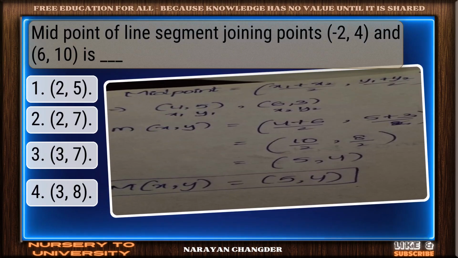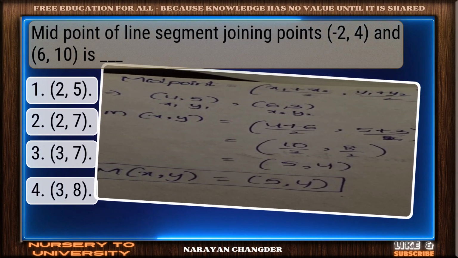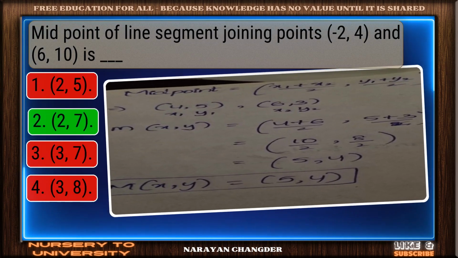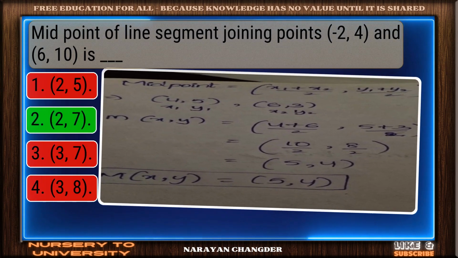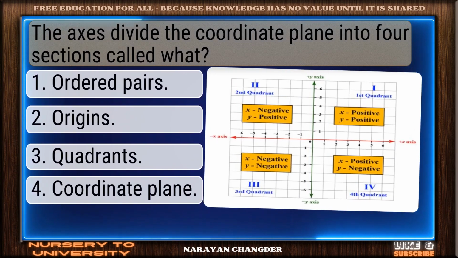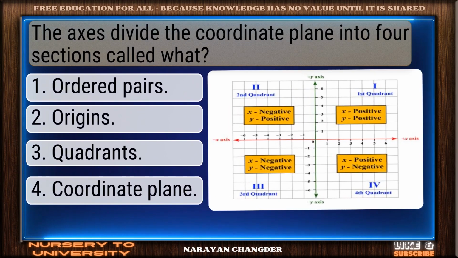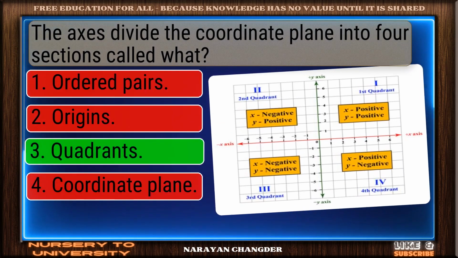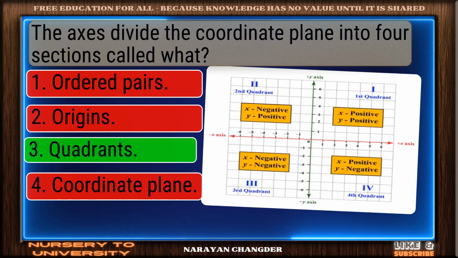Question number 86. Midpoint of line segment joining points and is dash. Well picked is the correct answer. Question number 87. The axes divide the coordinate plane into 4 sections, called what? You chose quadrants, and it is correct.